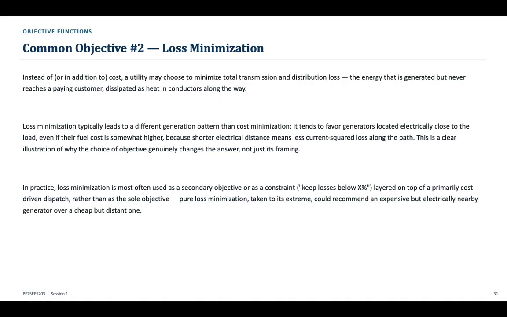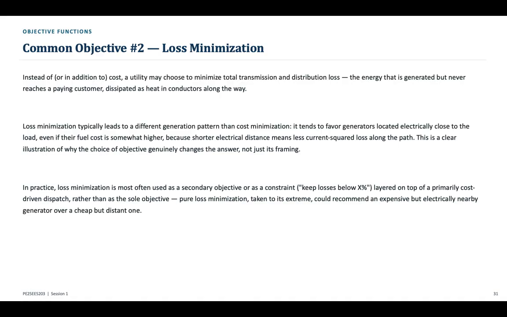A utility may choose to minimize total transmission and distribution losses. The energy that is generated but never reaches a paying customer is dissipated as heat in the conductor along the way. This is a major loss we have to think of, right? Other than that, we have reactive power losses and many other things which all contribute, where heat dissipation is also accountable.